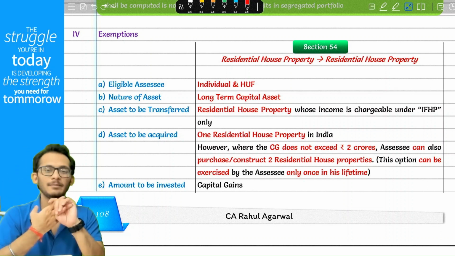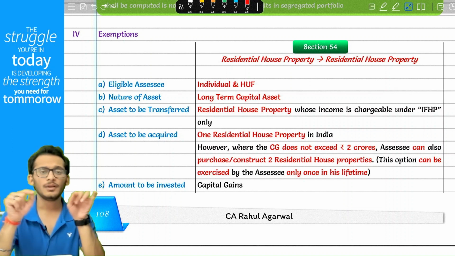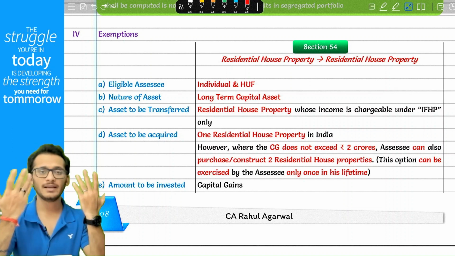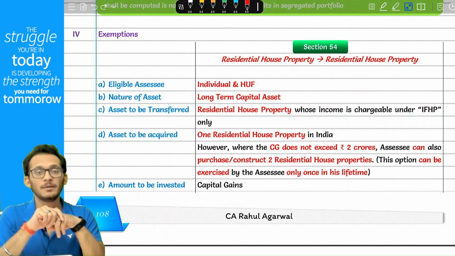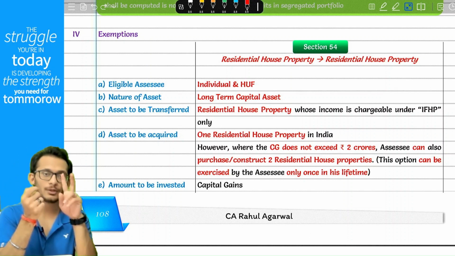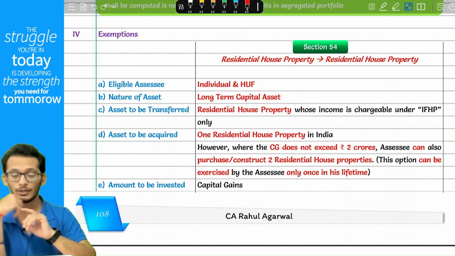Okay. At the same time, they are saying that during the course of your construction period, you should not buy any other property also. During the course of your construction also, you should not buy any other property. So maximum after the property is completed, you should have only 2 properties.